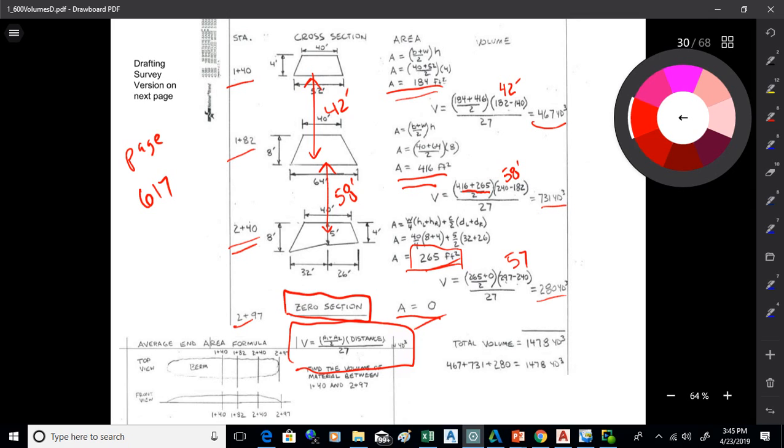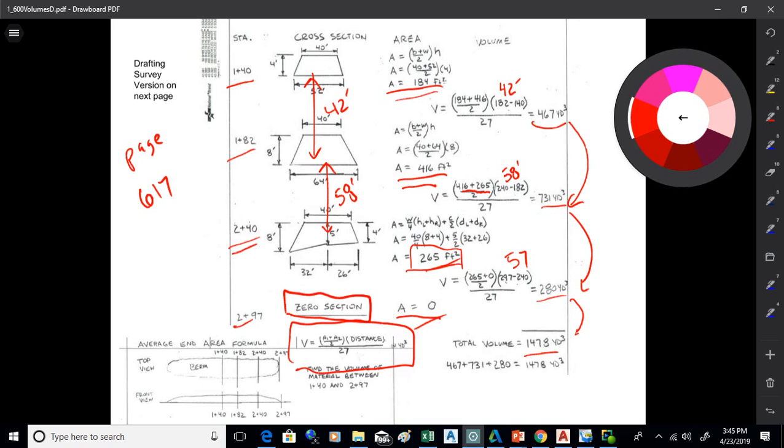So we do jumps: two sections, next section up, next section up. You just keep walking through the project, and you get to the end, 1478. So that's how many cubic yards.